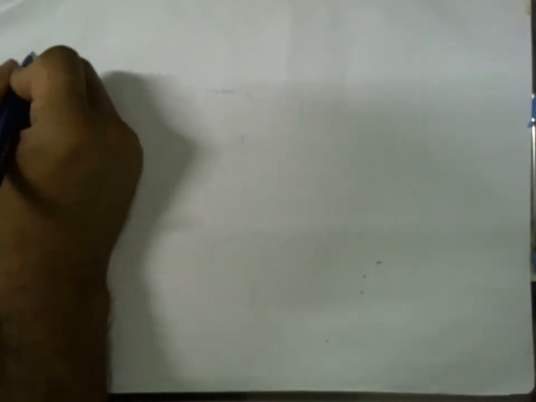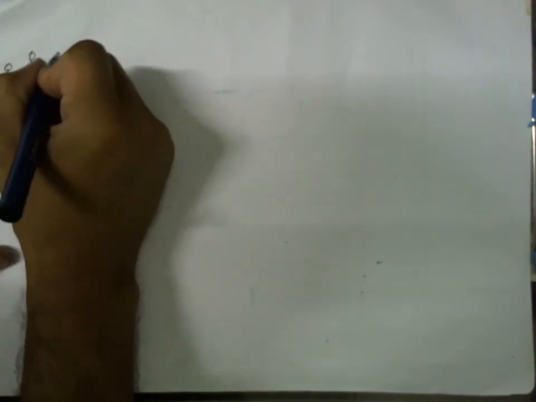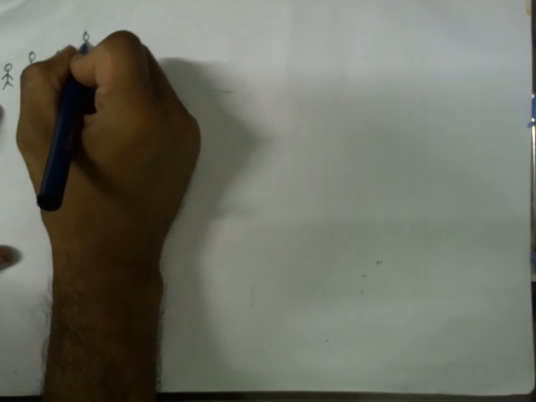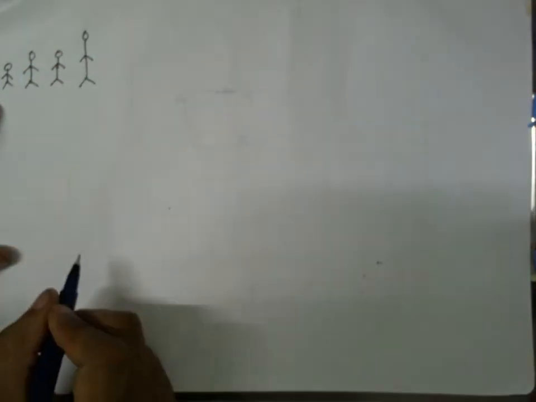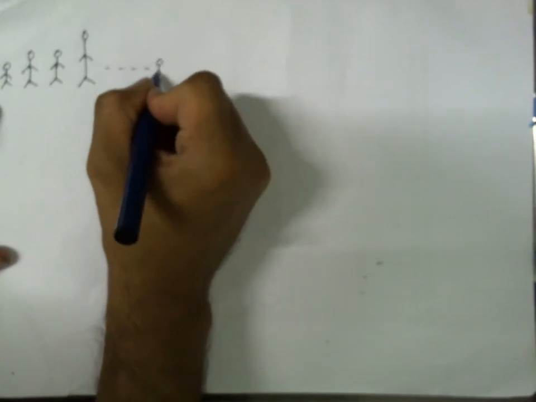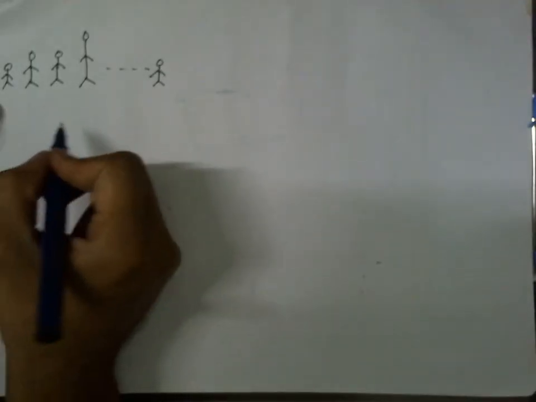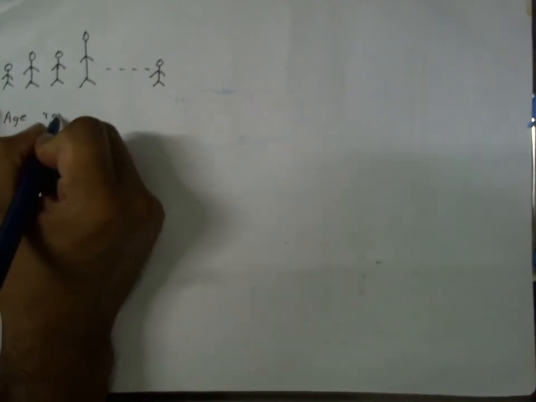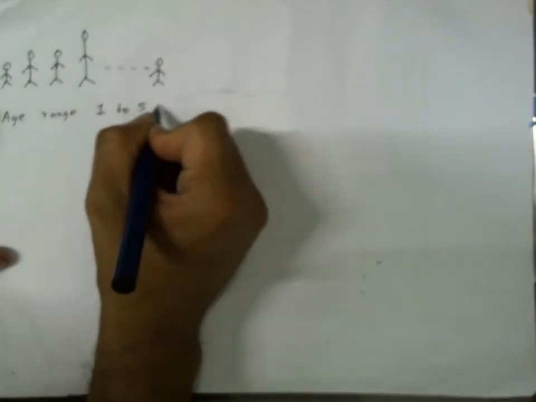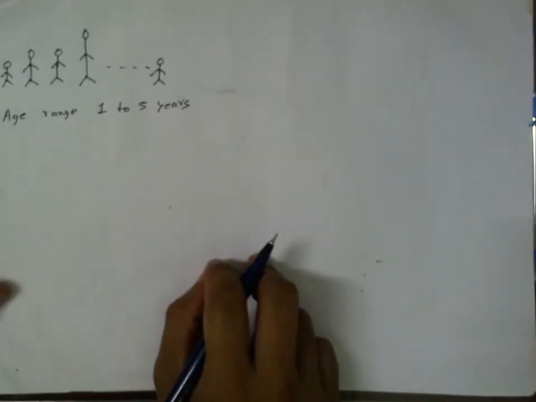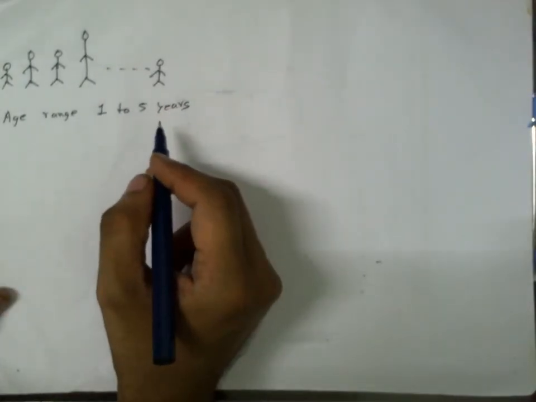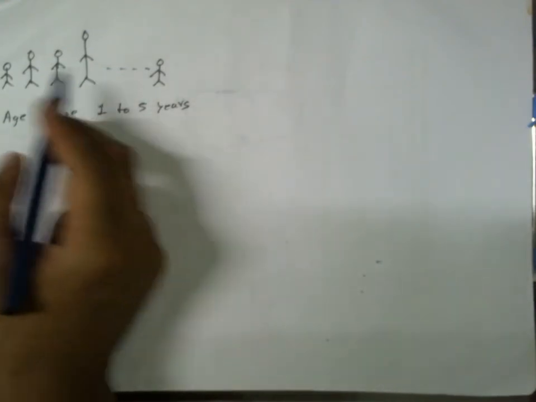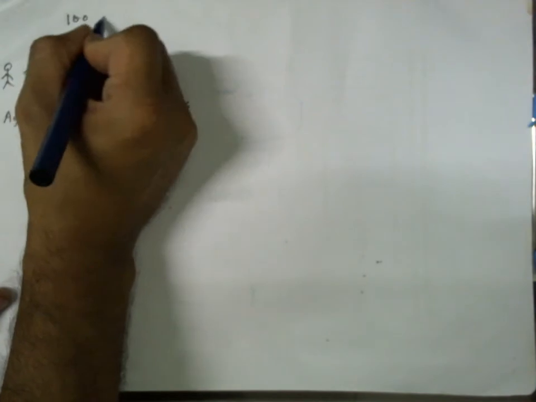Suppose there is a group of boys or girls or students. They are of different ages, and the age range varies from 1 to 5 years. So they can be 1 year old, 2 years old, or 3, 4, or 5 years old. And say there are 100 students.